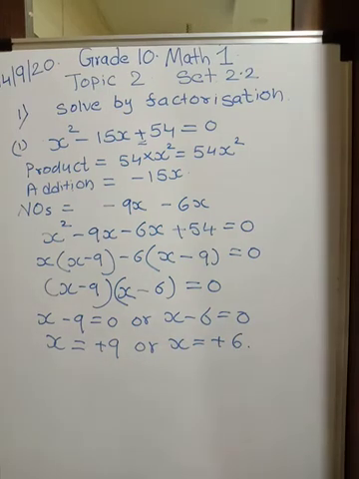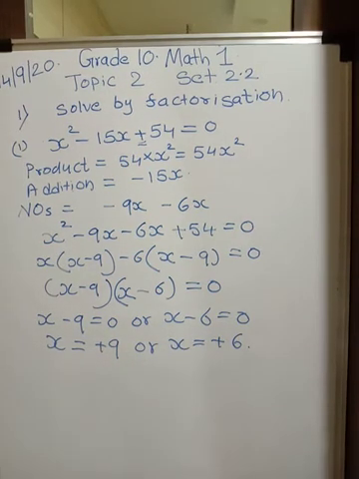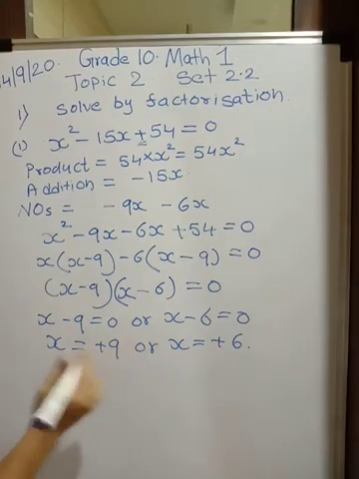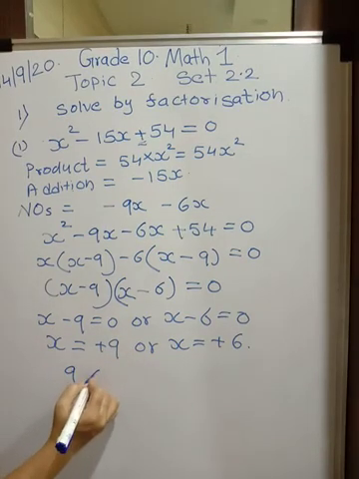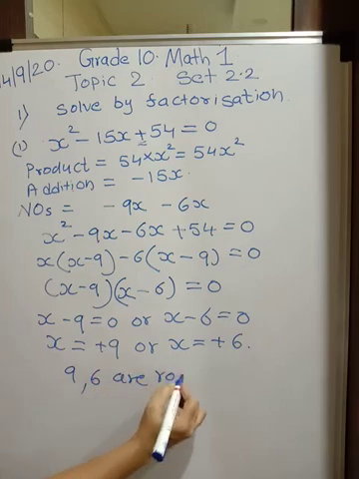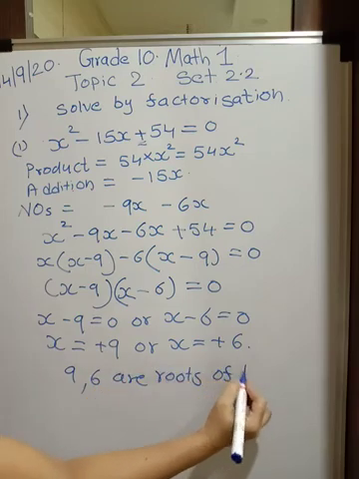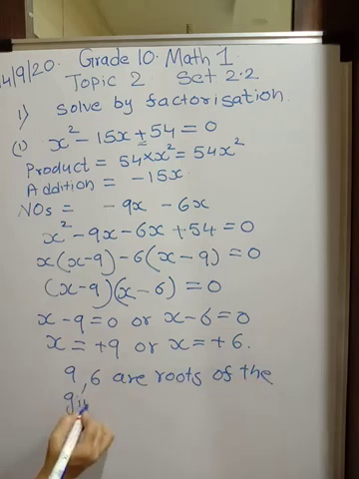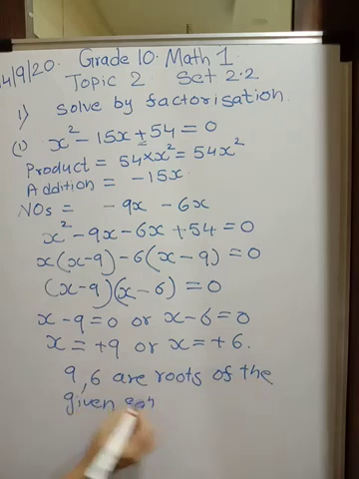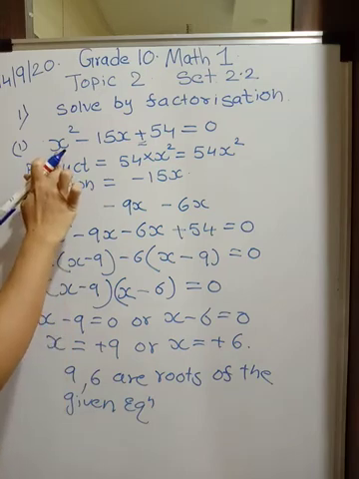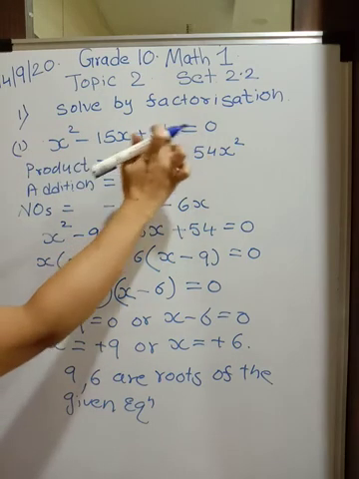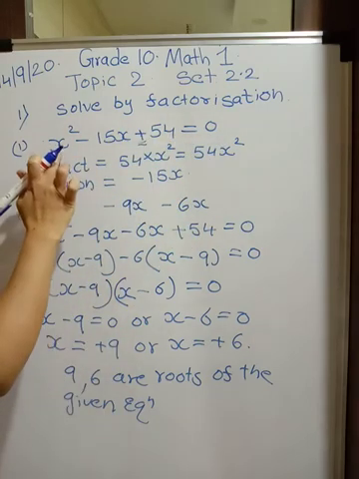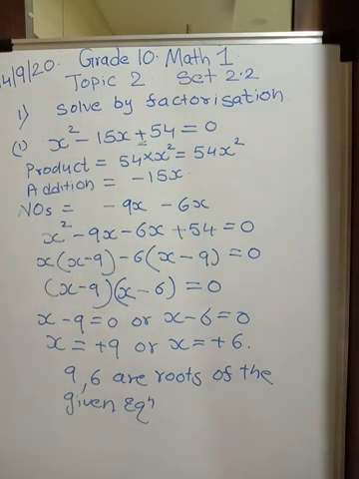Alright, I hope you have understood. So what are the roots of the given quadratic equation? Plus 9 and plus 6. So you can write 9, 6 are roots of the given equation. That means if you substitute x is equal to 9 in this equation, your answer will be 0. Or if you substitute x is equal to 6, then also your answer will be 0. That is to say that 9 and 6 are roots. So we got two roots for this equation. Is this clear? Okay, let's go for the next question.